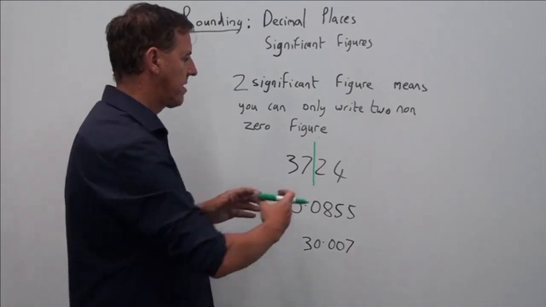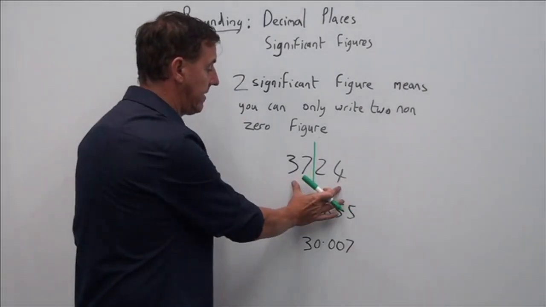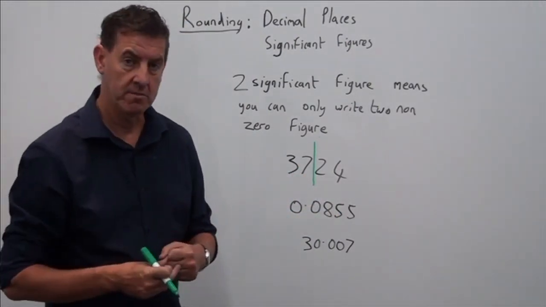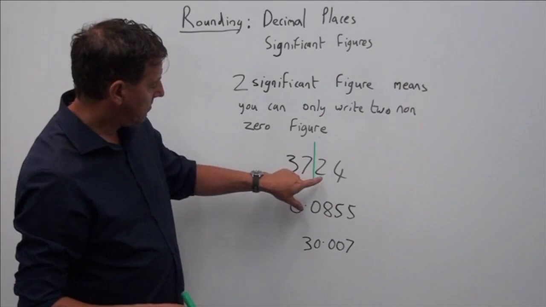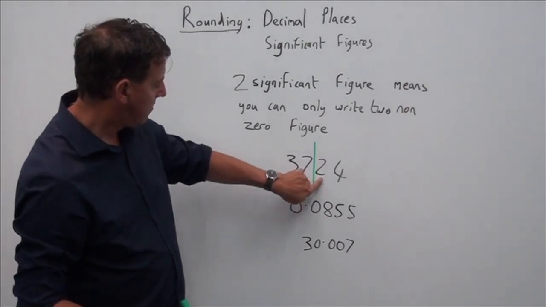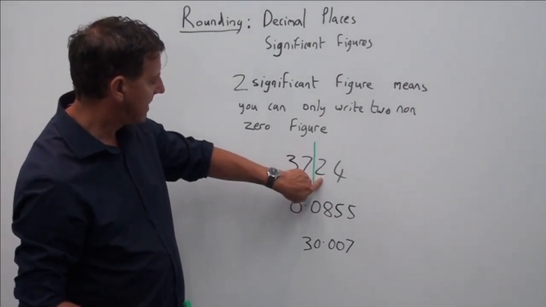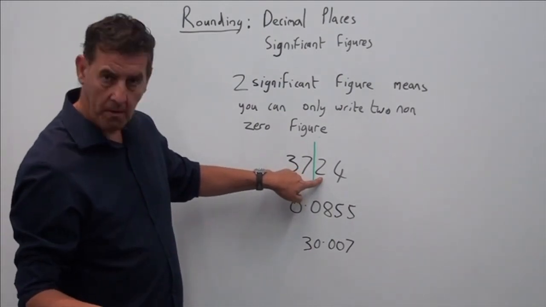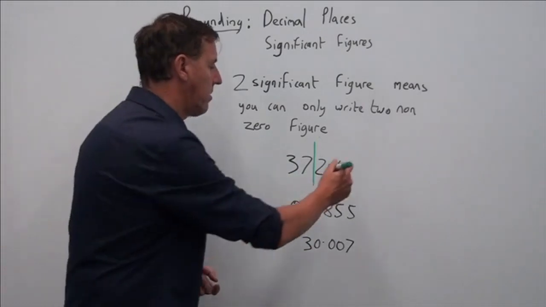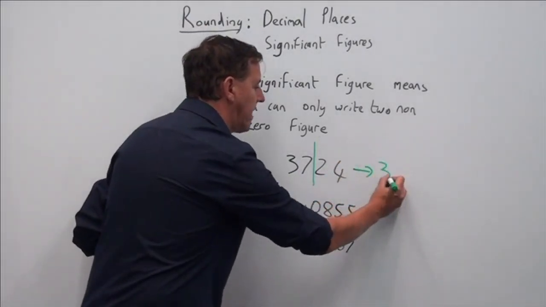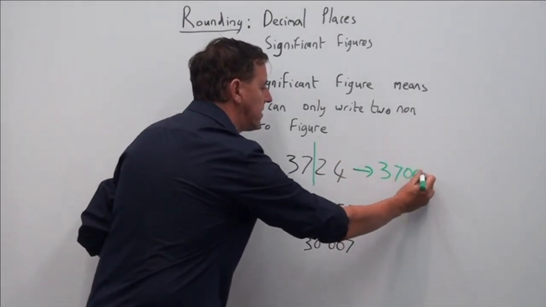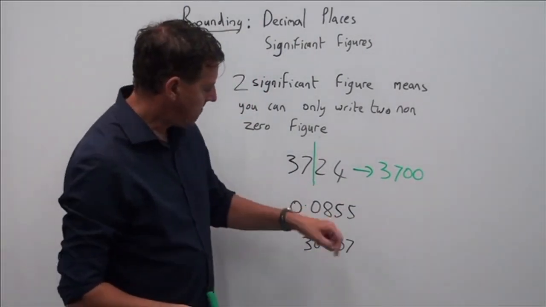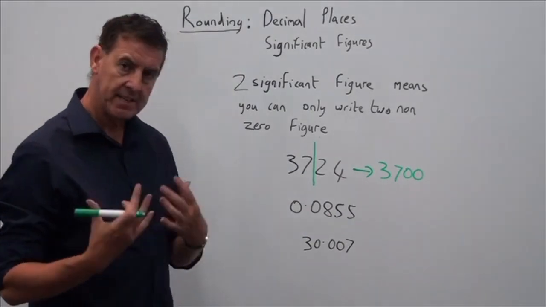Remember, if you imagined it on a big number line, this is clearly nearer to 3,700 than it is 3,800. But if you remember the technique, go to the digit alongside the one that you're interested in, and I'm interested in the 7 because it's two significant figures. Is it 5 or more? It's not, it's less than 5, so I don't have to round up. So my final answer is 3,700.